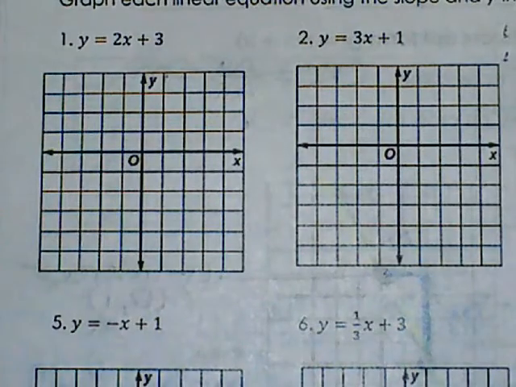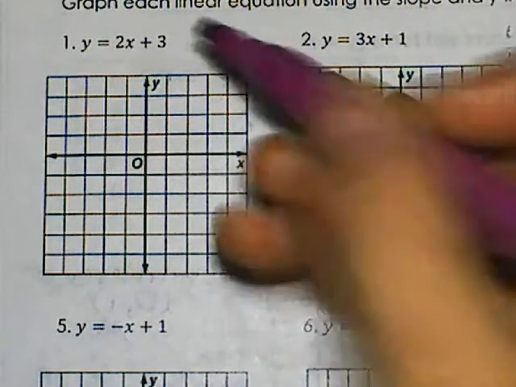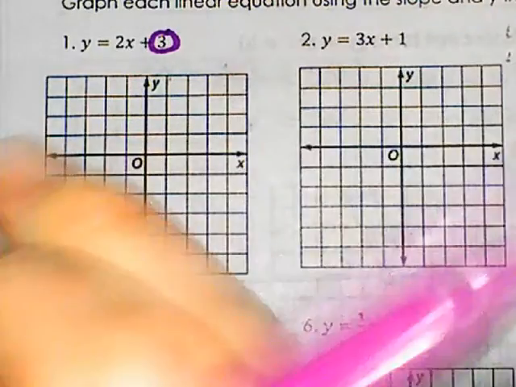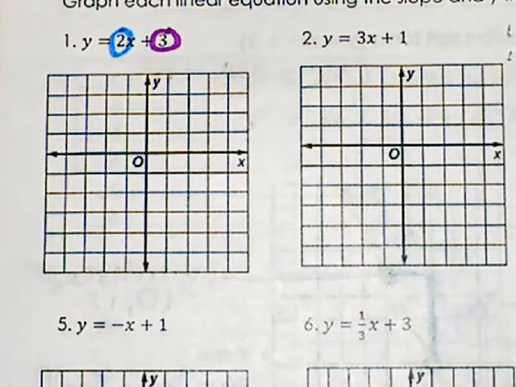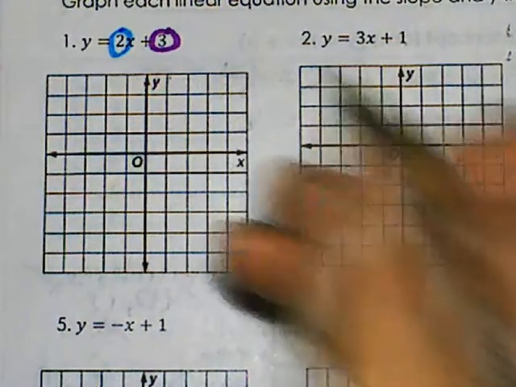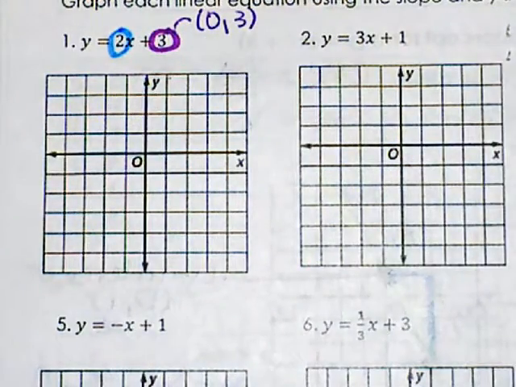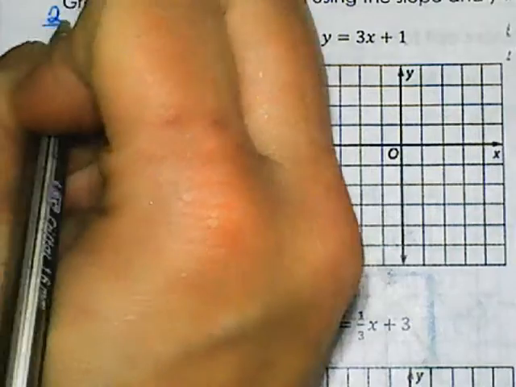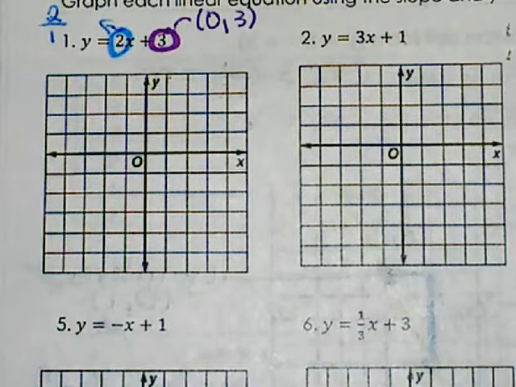Let's take a look at number 1 and 2. Number 1, the first thing we do is identify the y-intercept. The y-intercept is 3, and the slope is 2. So when we are identifying the y-intercept, this is 0, 3, and our slope, it says to write it as 2 over 1. Because we're going to be going up 2 and right 1.